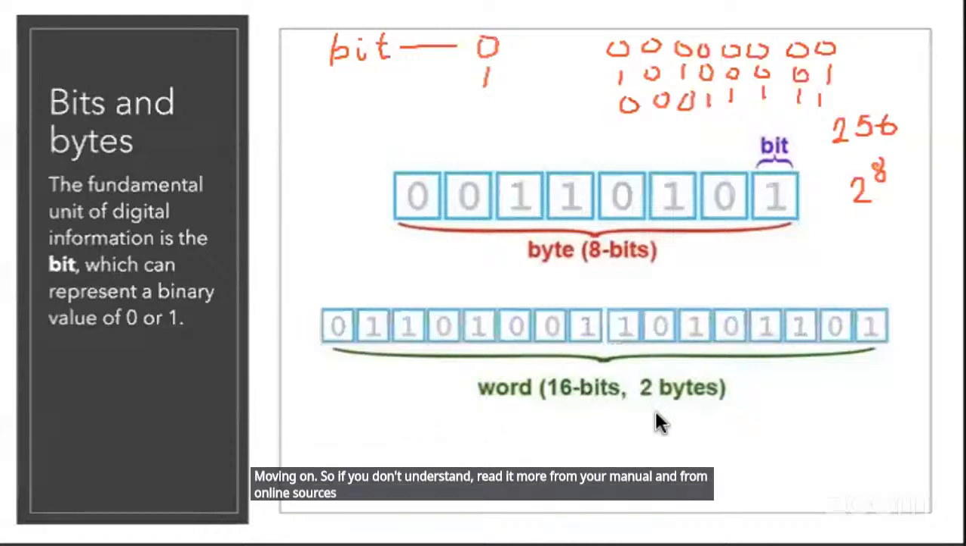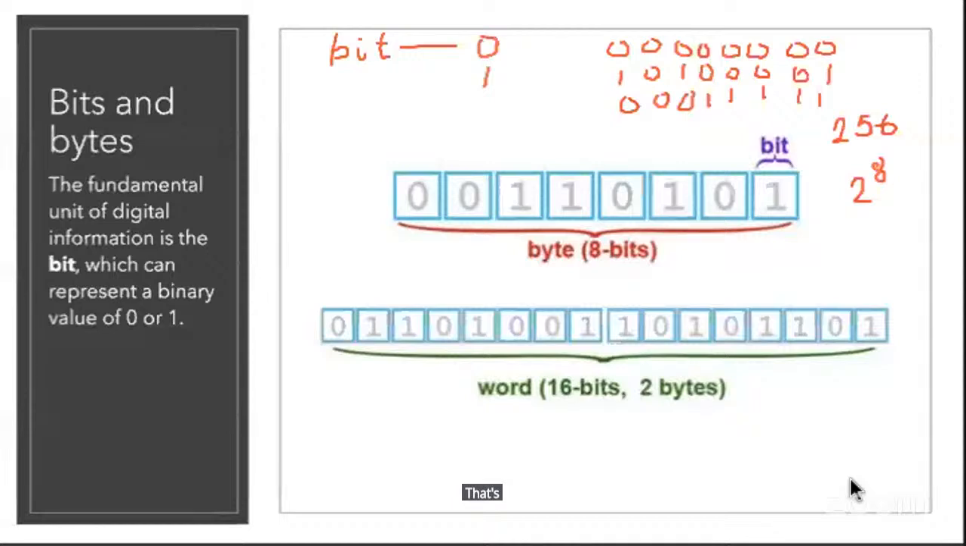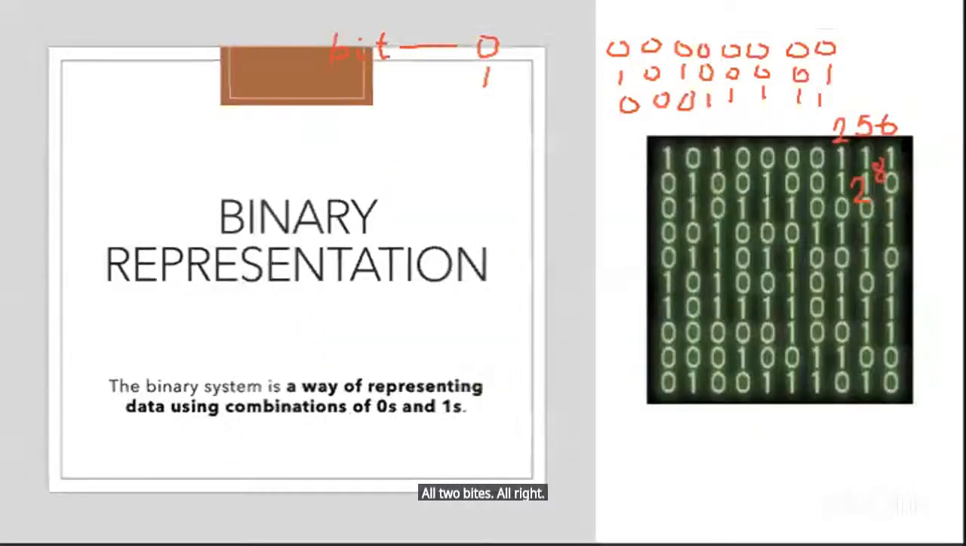I can only add that a word, W-O-R-D, is made up of 2 bytes. That's also known knowledge. So that means a word is made up of 16 bits, or 2 bytes. All right. We move to the next, binary representation.